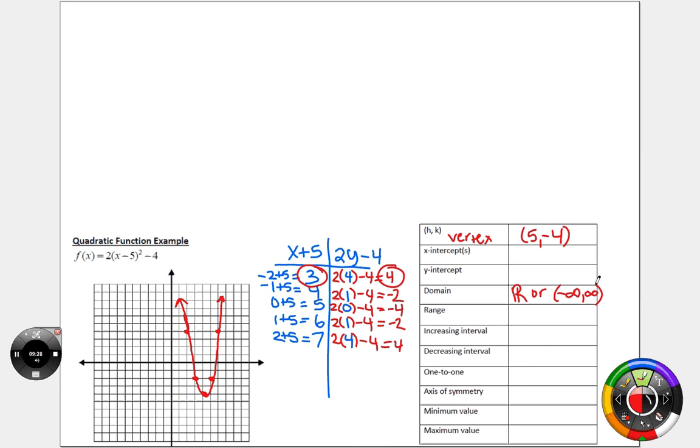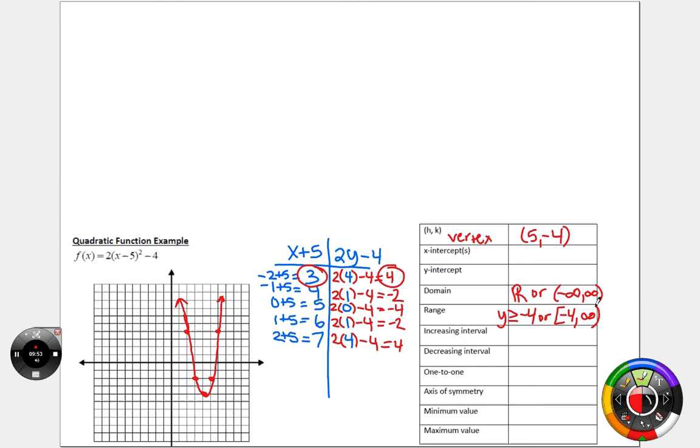Y is greater than or equal to negative 4. So your vertex point in a parabola is either your lowest or your highest all the time. So that maximum or minimum value is really going to dictate your range. Here we see all the y values above or at negative 4, or in other words, our range goes from negative 4 until infinity.